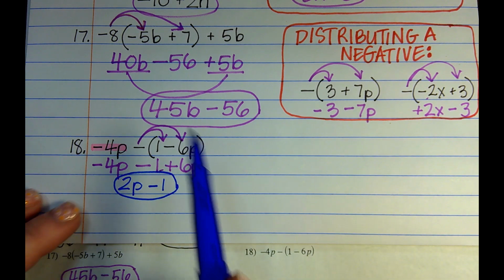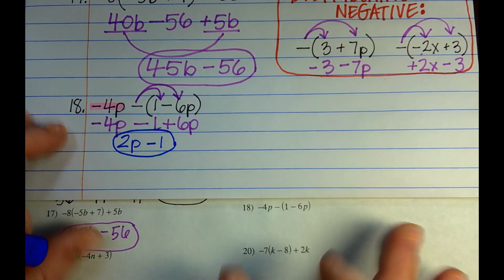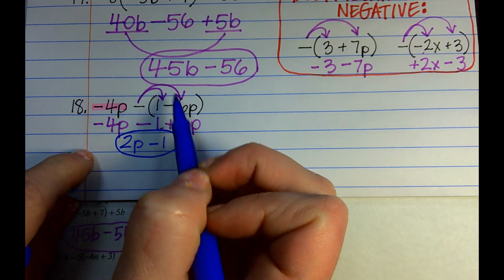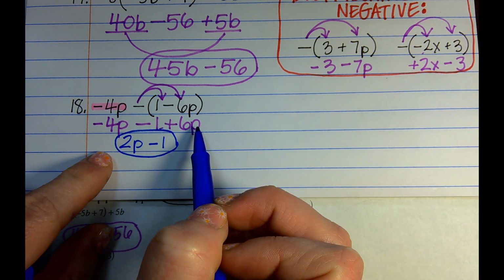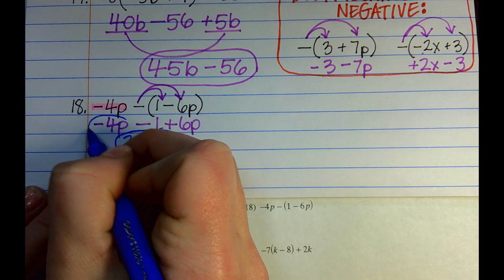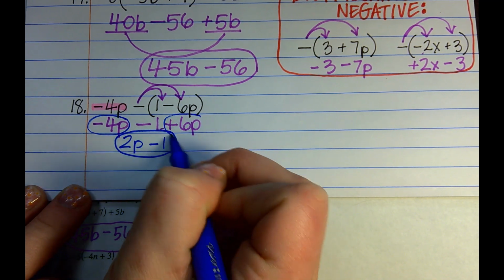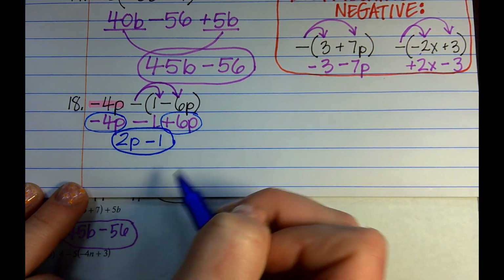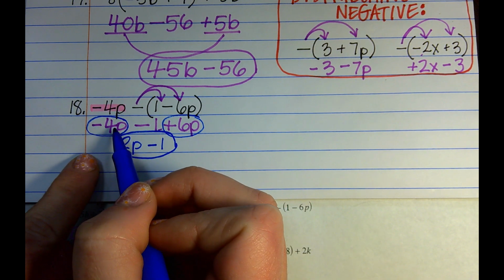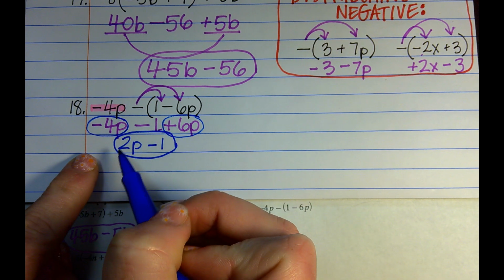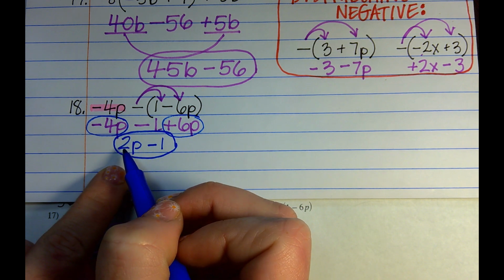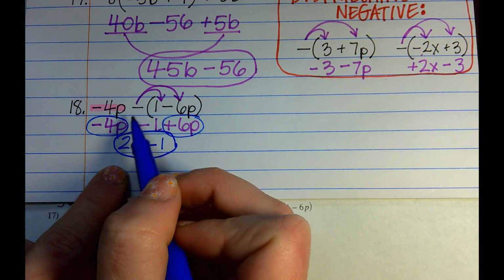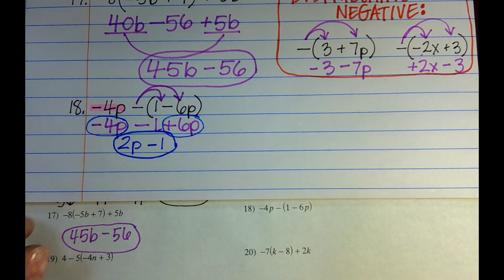So for number 18, that's the one we were on. So we distributed that negative. We made it -1 plus 6p. And then we combined our -4p, our plus 6p. And -4 plus 6 is 2. We can also think of it as 6 minus 4. That's 2. That's how we got 2p. And then we just took down the -1 and put it on the end.